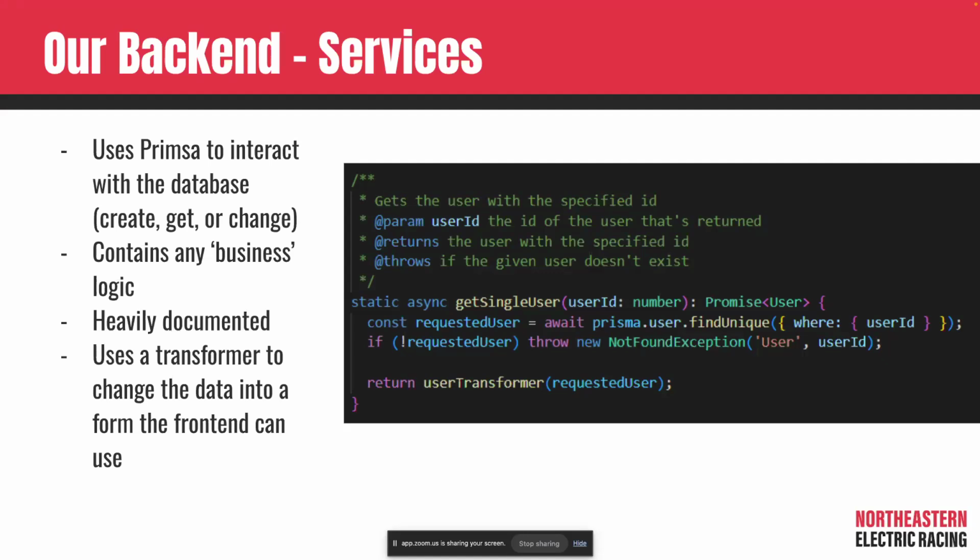And our services are responsible for handling all of the logic of our backend application. So all of our database interactions, Prisma, you all learned about that. We're interacting with our database, finding a user whose user ID is equal to the user ID that we're getting in. We're doing business logic. If there's no user, we throw an error because we couldn't find a user. But if there is a user, we transform it into the type that our front end expects, using the user that we get from our database.